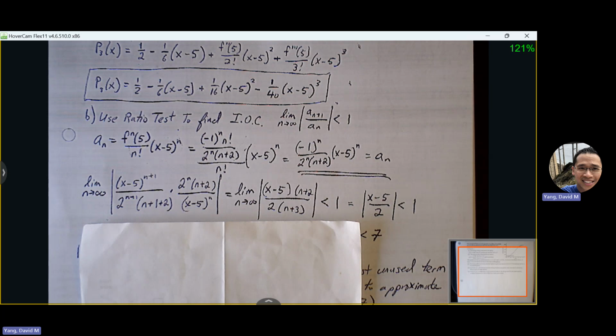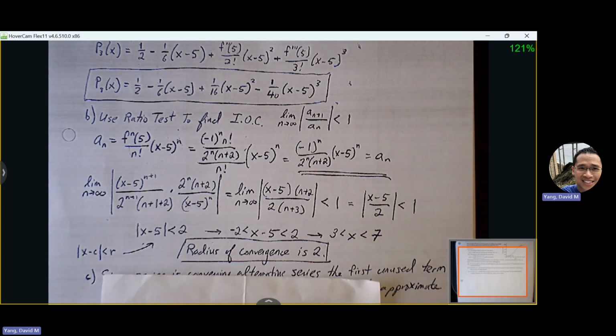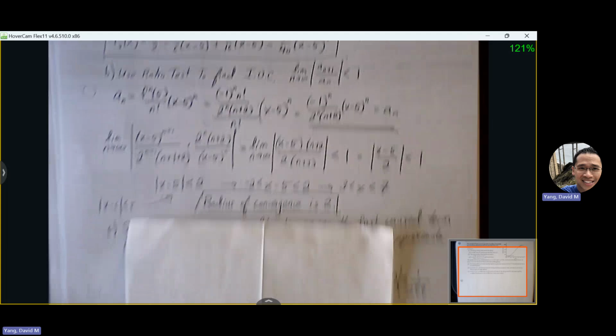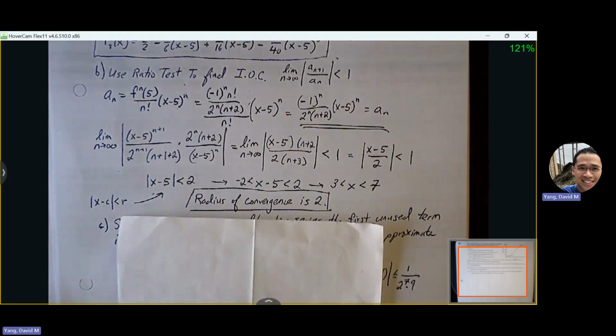Multiply the 2 over first to get it into that form where absolute value of x minus c is less than r. This is only asking for your radius of convergence. So once you get that x minus c is less than r, then whatever's on the right side is your radius. But just make sure that if there's a denominator, you move that denominator to the other side before you take out your radius.